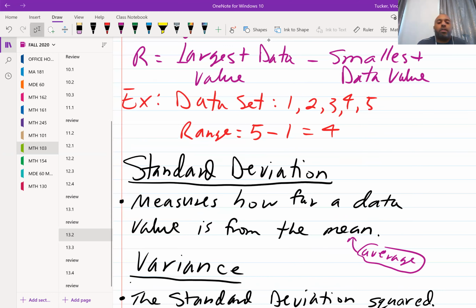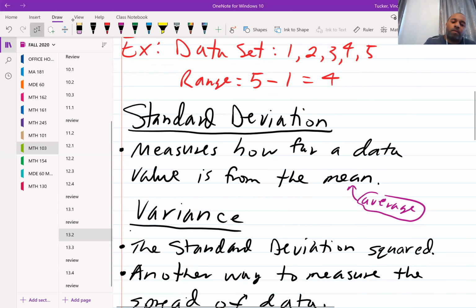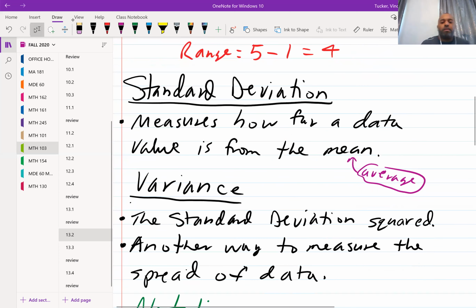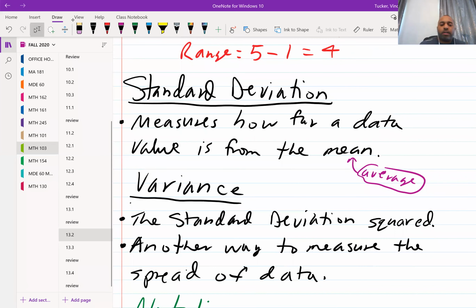So next thing to talk about is your standard deviation. It measures how far a data value is from the mean, or in other words, how far a data value is from the average. Variance is the standard deviation squared, and is another way to measure the spread of your data.